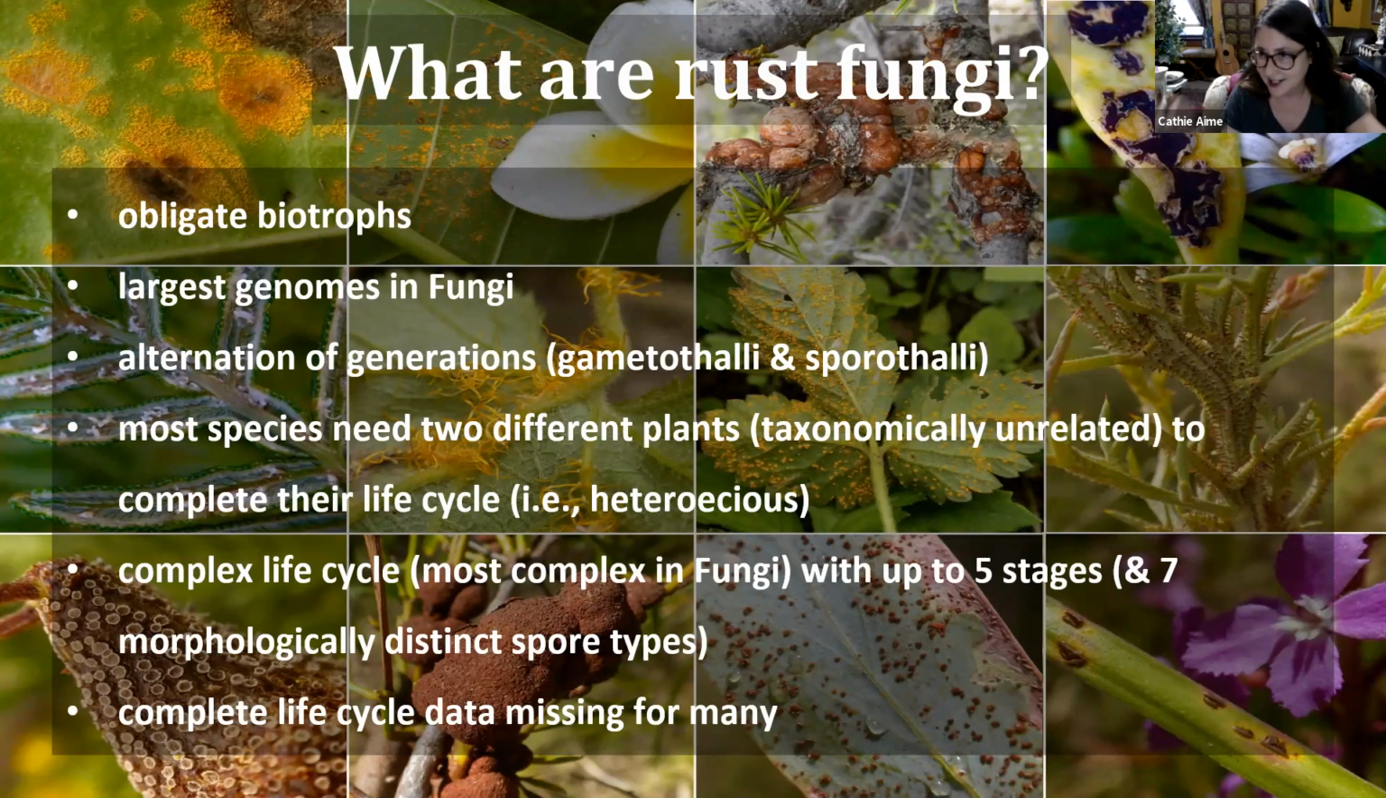So now we have DNA and we can sort of match different life cycles up with all those inoculation experiments. But the upshot means that we don't have complete life cycle data for a lot of these. And so making the inferences about these life cycles is somewhat hindered by the fact that we don't understand the complete life cycles for a large majority of the rusts.